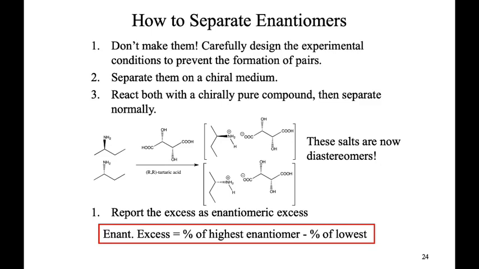So the enantiomeric excess just says one of them is higher, and whichever one is higher, I subtract the lowest from it, percent-wise. Okay? So all we're doing is reporting that we screwed up. If we perfectly screwed up, and we had equal amounts of both, what's our enantiomeric excess? Perfectly screwed up. It would be 50-50.